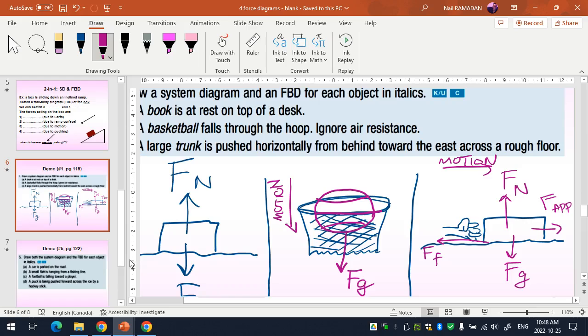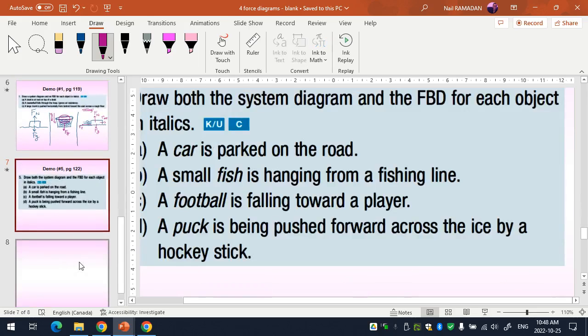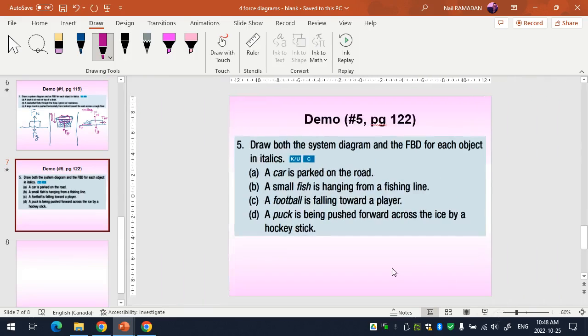Okay, everyone, let's do this one. Because there are four options here, that's why I give you this slide and another slide to do it on. A car is parked on the road. Parked. Straight line. Thank you. So everyone, let's do A here. So car. You want to sketch a car? Fine. Here's my car.